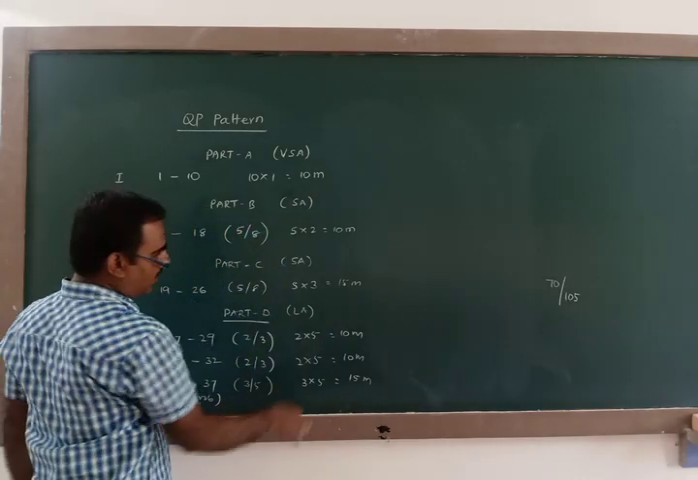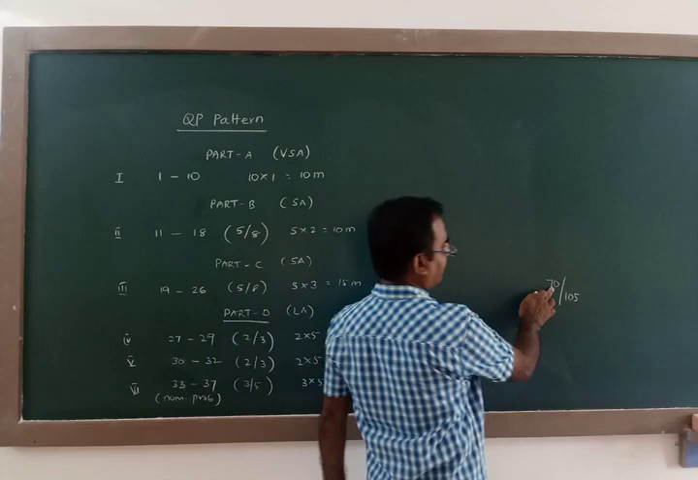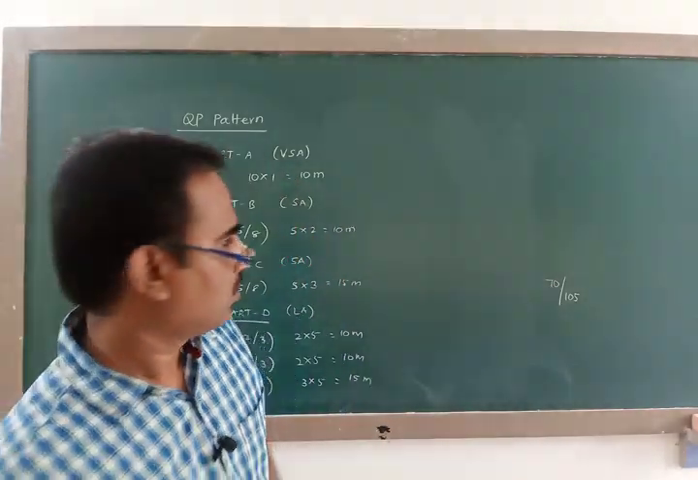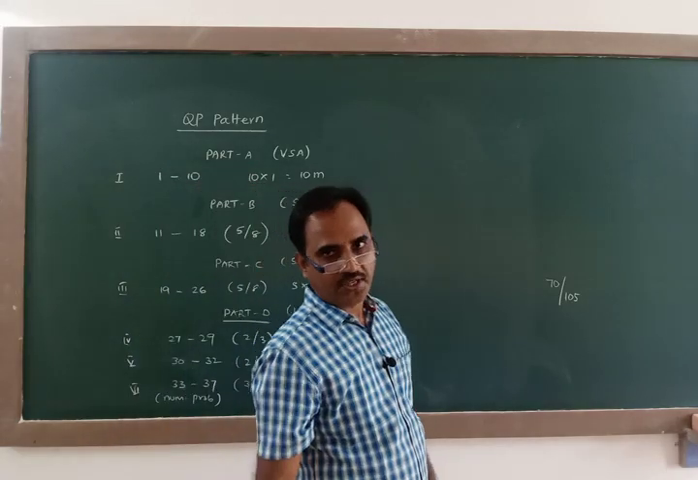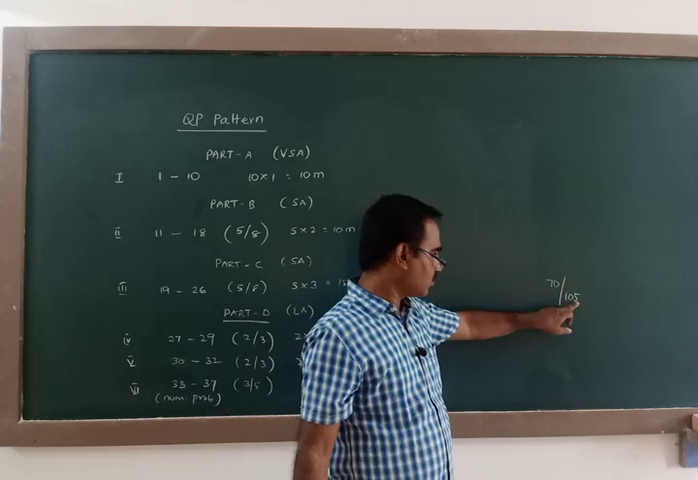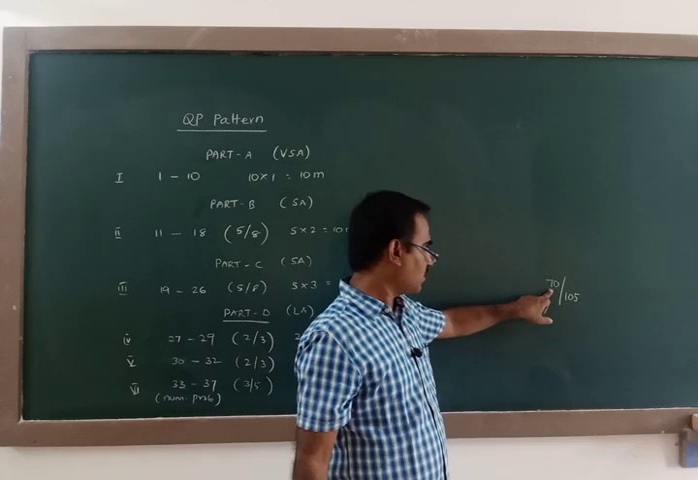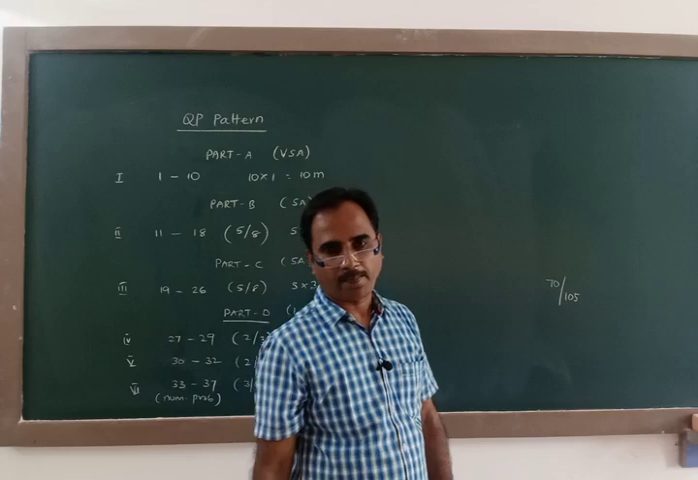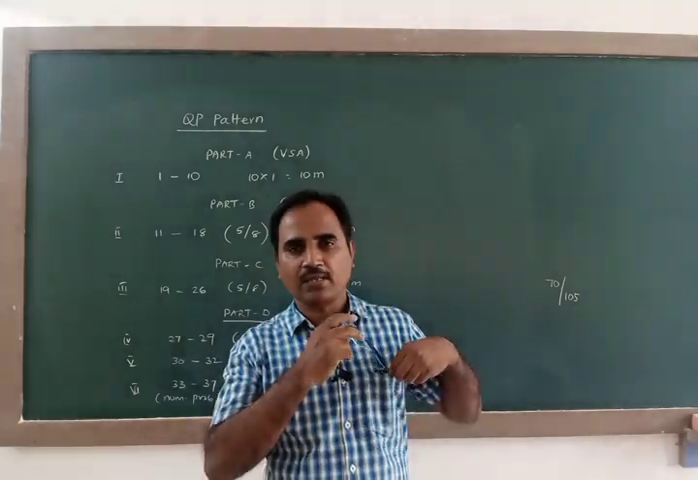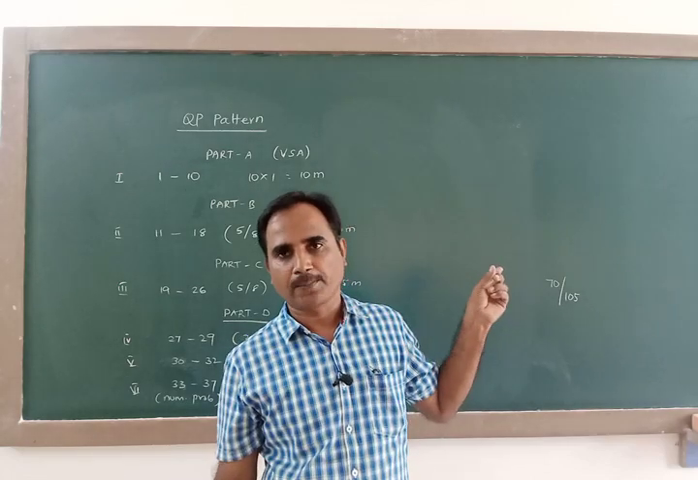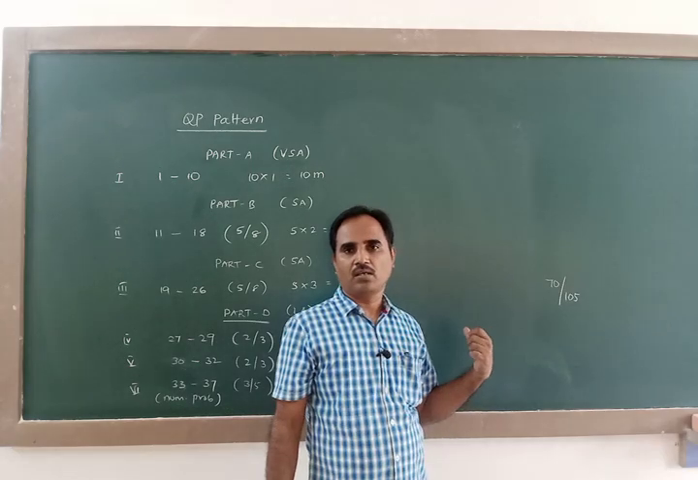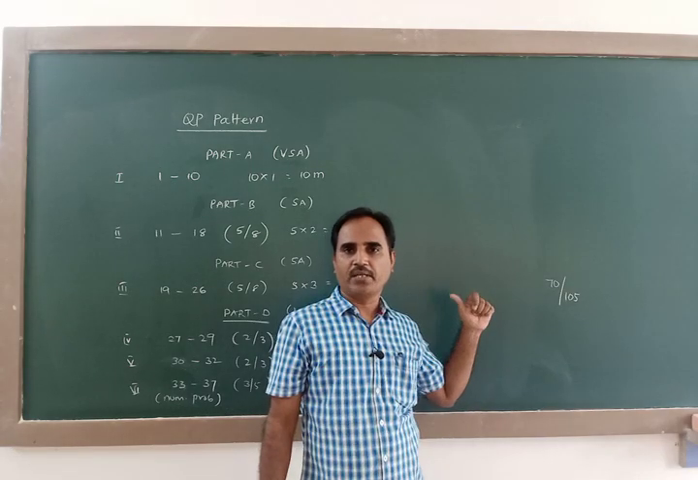If you add all these things, it comes to be 70. Including choice, it will be 105. So out of these 105 marks, you have to answer for 70 marks. So your annual theory examination is for 70 marks. Practical examination is for 30 marks totally. This physics examination will be for 100 marks.